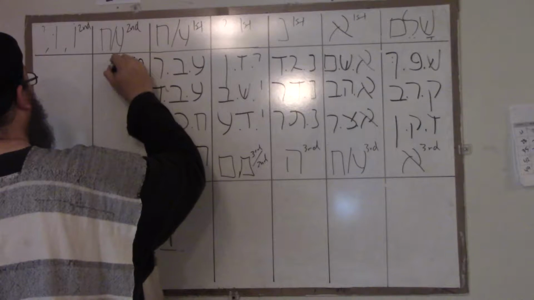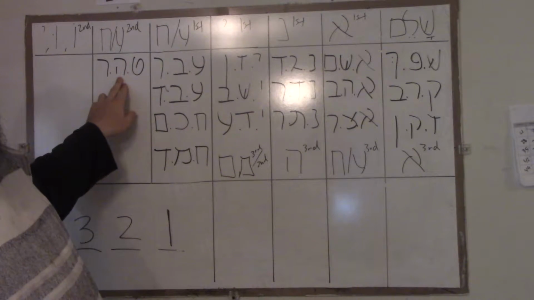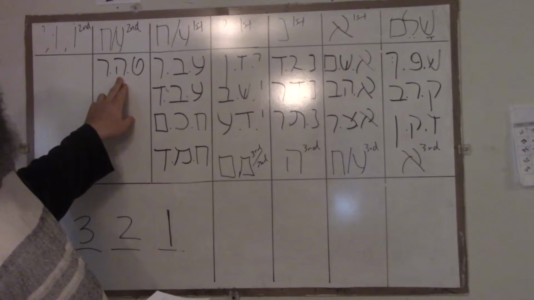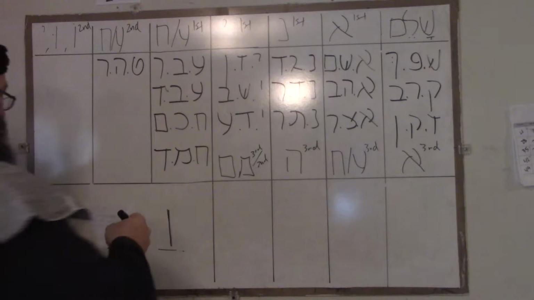Tet, Hey, Resh. Notice we're looking for the second root letter because now we're in the second position, which is this position right here.